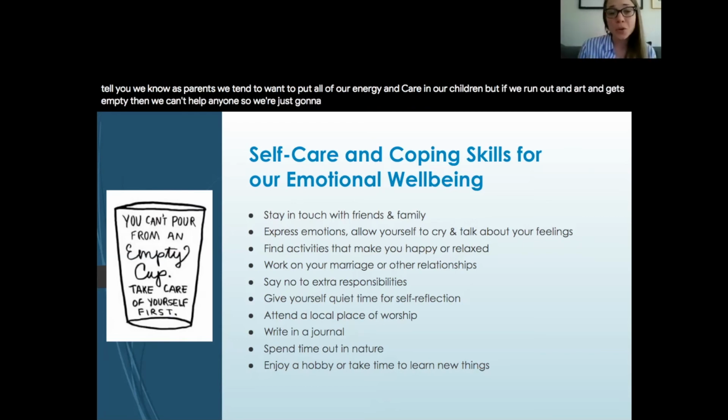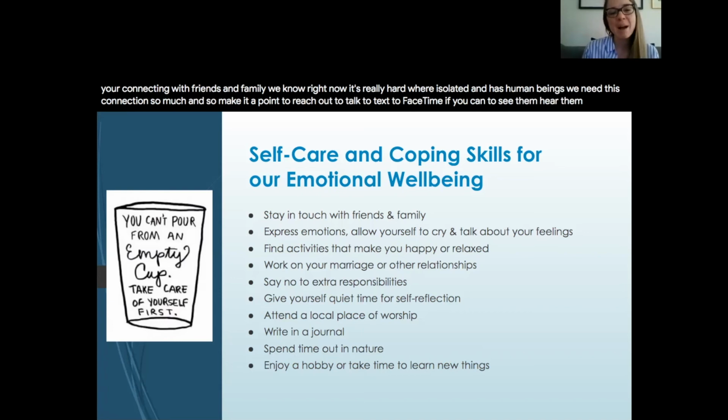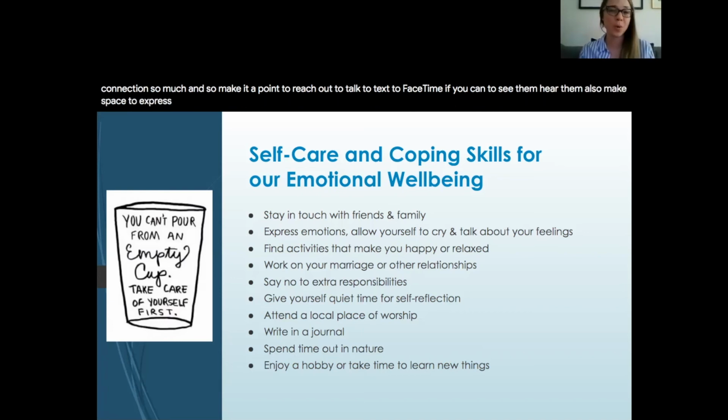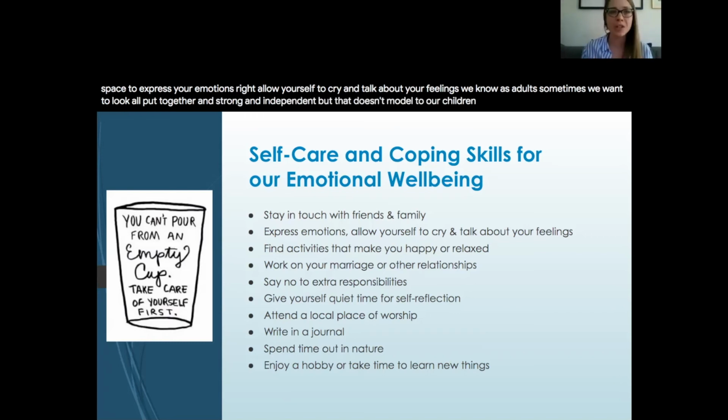So we're just going to go through some of the ways that you can take care of yourself and your emotional well-being. First of all, by connecting with friends and family. We know right now it's really hard. We're isolated, and as human beings, we need this connection so much. So make it a point to reach out, to talk, to text, to FaceTime if you can, to see them, hear them. Also make space to express your emotions, right? Allow yourself to cry and talk about your feelings. We know as adults, sometimes we want to look all put together and strong and independent, but that doesn't model to our children that they are allowed to fall apart. And we all are, right?